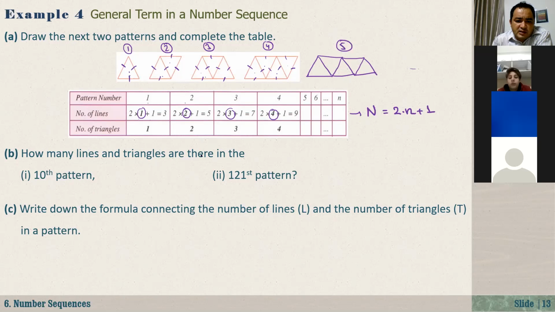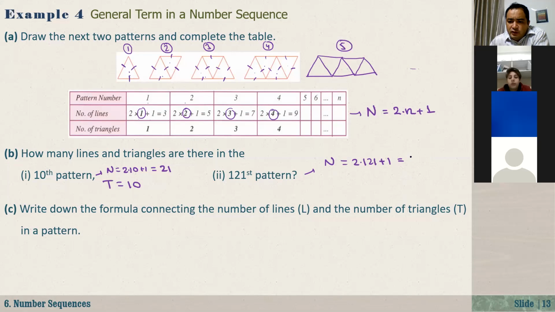So how many lines and triangles are there in the 10th pattern? In the 10th pattern, if you just substitute, n will be 10, so 2 times 10 plus 1, which is equal to 21. In the 10th pattern, there will be 21 lines. And how many triangles will we have? We will have 10, because in the first pattern we have 1 triangle, second pattern, 2. And how about the 121st pattern? In the 121st pattern, there will be 2 times 121 plus 1, which is equal to 242 plus 1, 243. And the number of triangles is the same as the pattern number. So that's equal to 121.